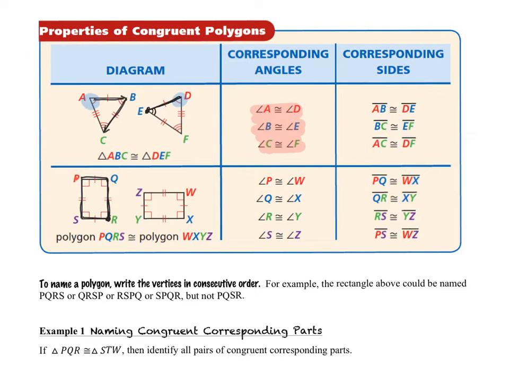So if I called this triangle ABC, then I need to call the next triangle DEF, so that when I look, my A matches my D because those are congruent. My B matches my E since those had two congruent arc marks. And angle C matches angle F since they had three congruent arc marks.